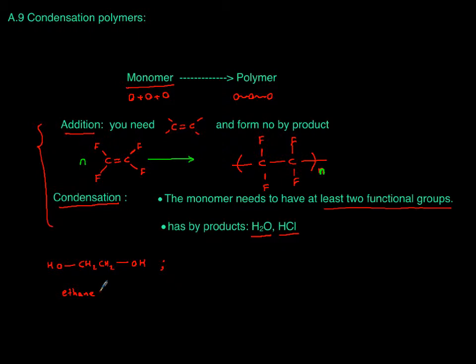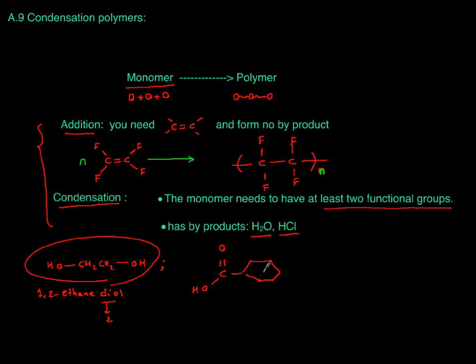Ethane-1,2-diol. Di stands for 2 and ol is your hydroxyl group. So this is a monomer that we can use for condensation because it has two functional groups. We could have carboxylic acid on both sides of a molecule. For example, a benzene ring sandwiched between two carboxylic groups is also another example of a monomer that we can use for condensation.